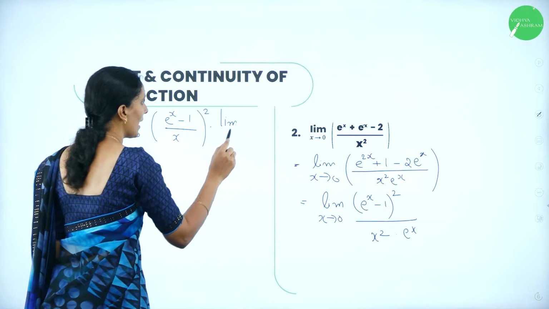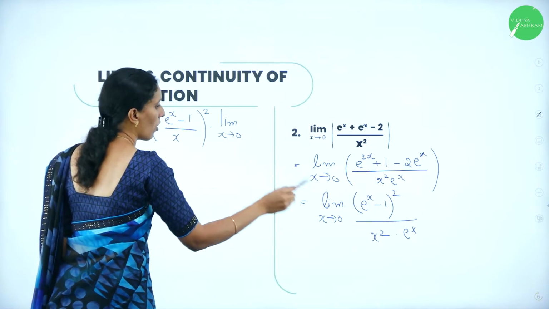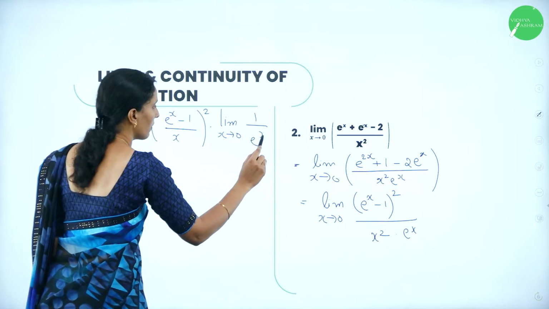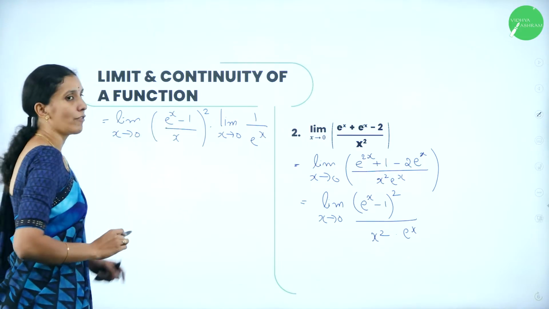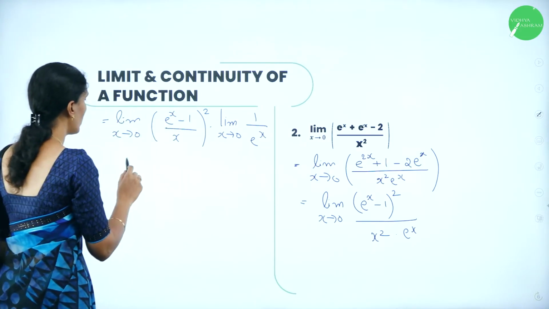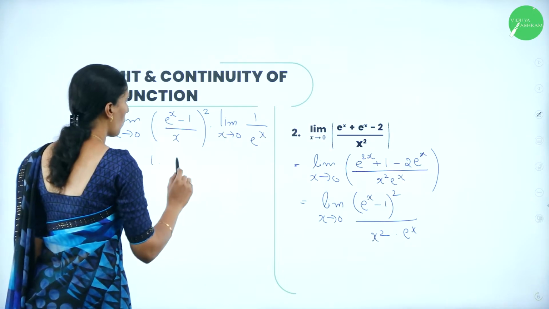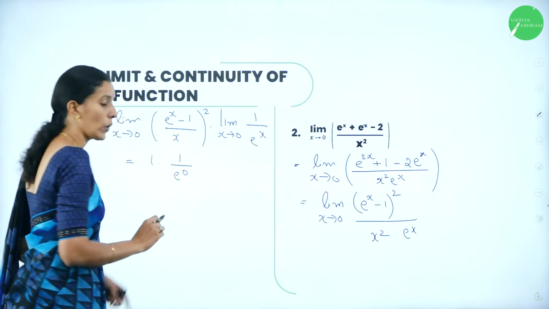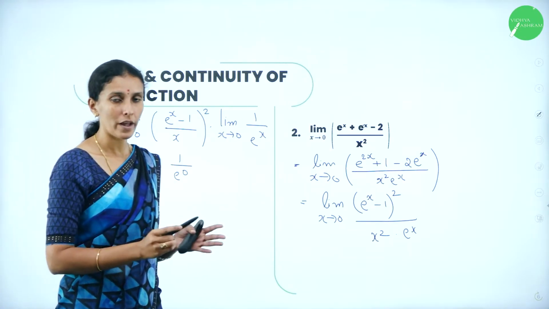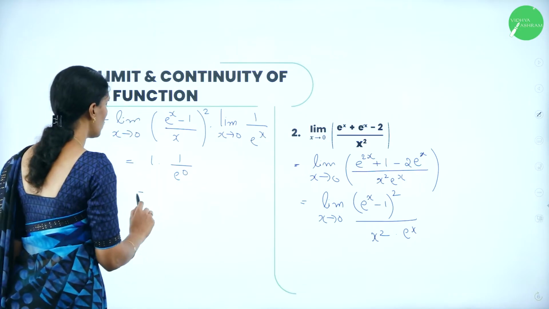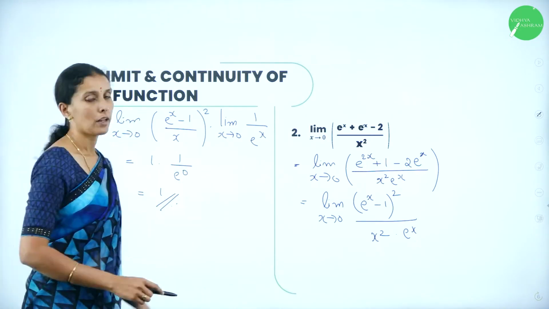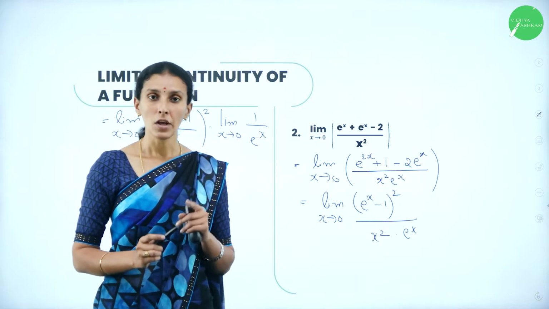Again, apply the limit as x tends to 0 for the function 1 by e power x. This equation value is 1. So, therefore, it is 1 into 1 divided by e power 0. Anything to the power 0 is always 1. So, 1 into 1 value will be equal to 1. The limit of the given function is 1.